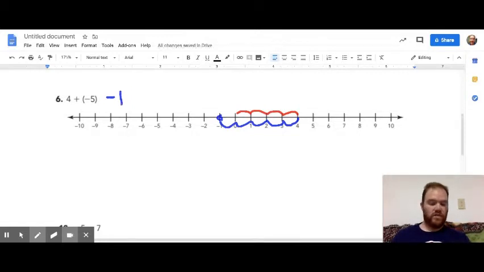So that's using a number line. I'll show you on my whiteboard in the next frame how we're going to look at it if we don't have the number line to work with.